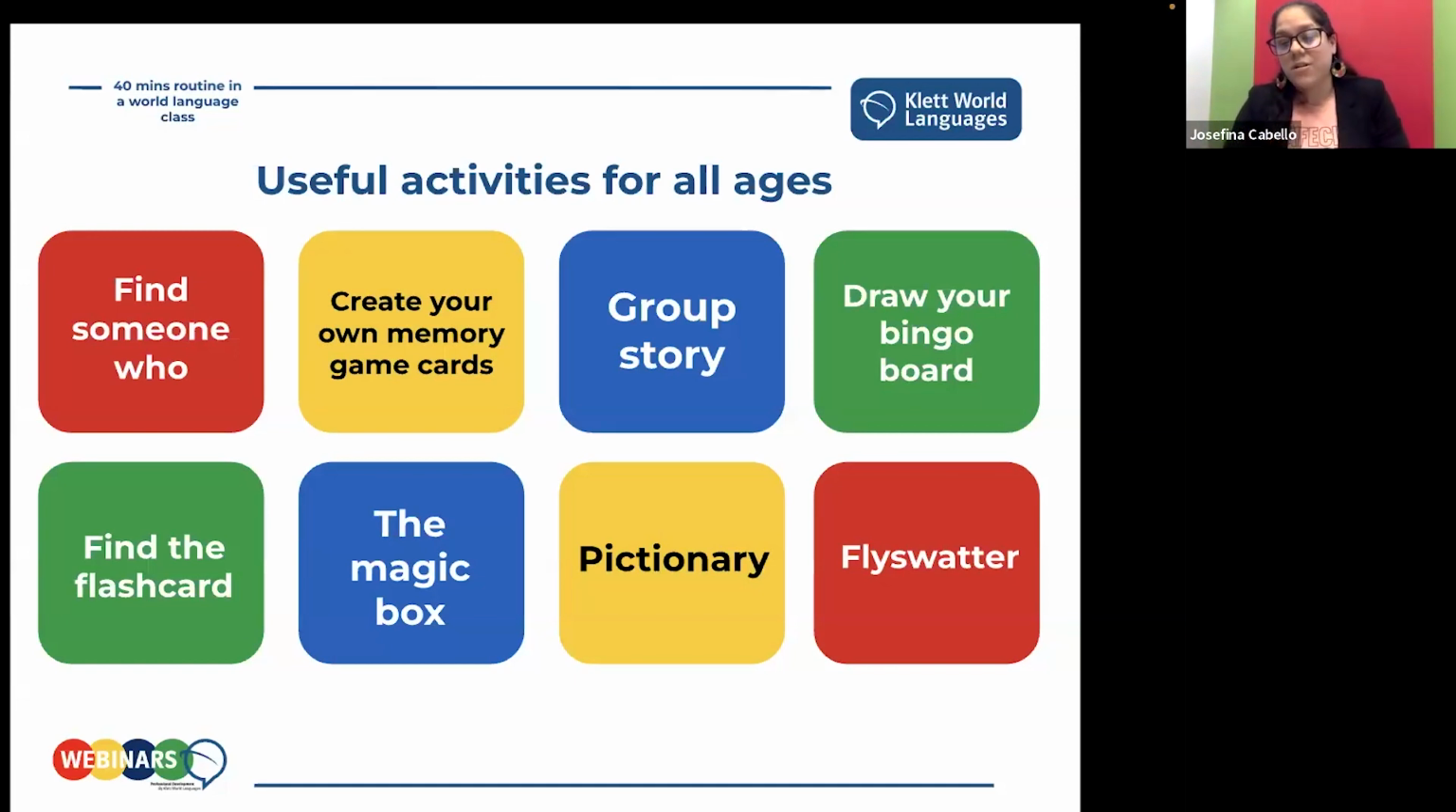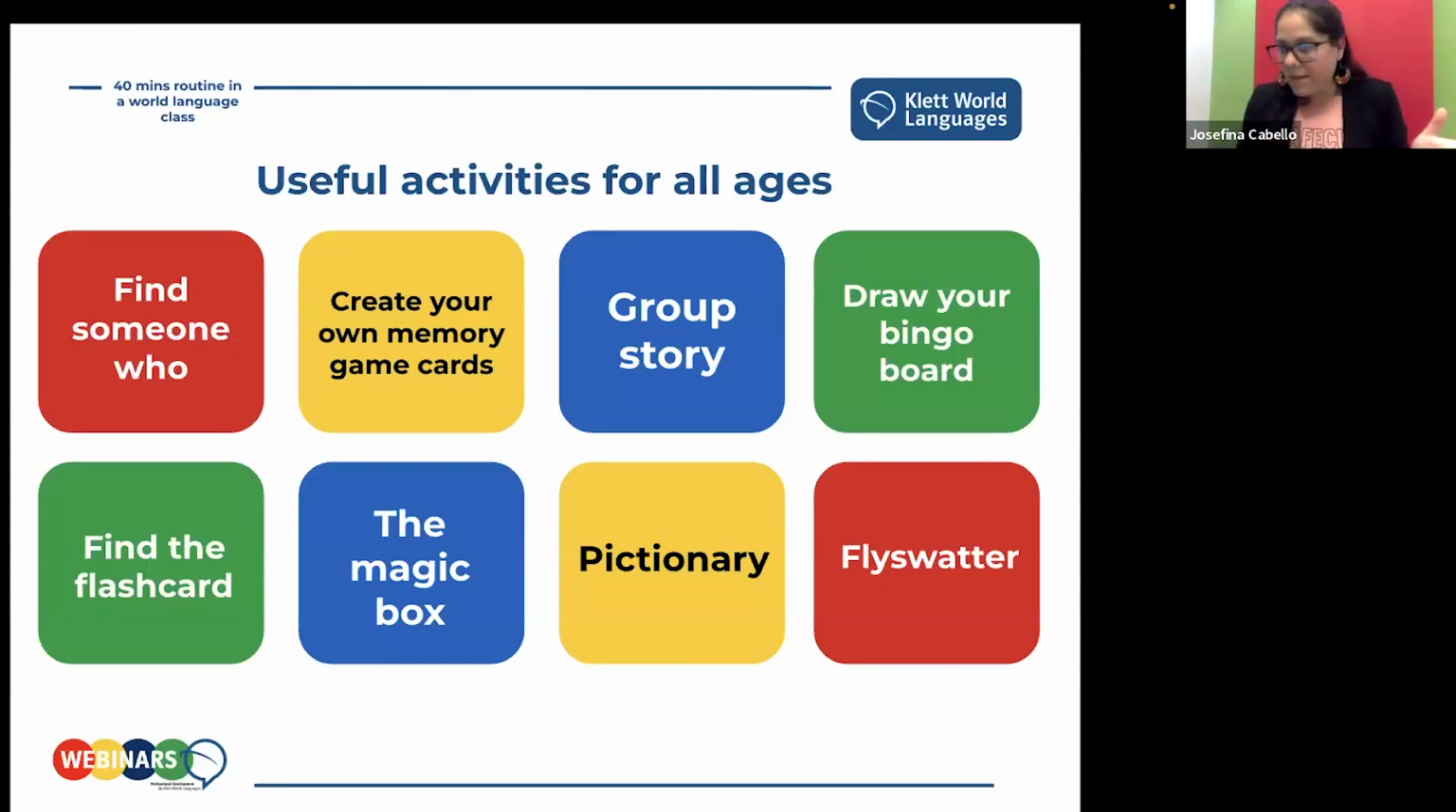Magic box, it's another activity. You have an item related to your unit, and then you hide it in the box and you start asking questions. Your students have to guess what's in the box.